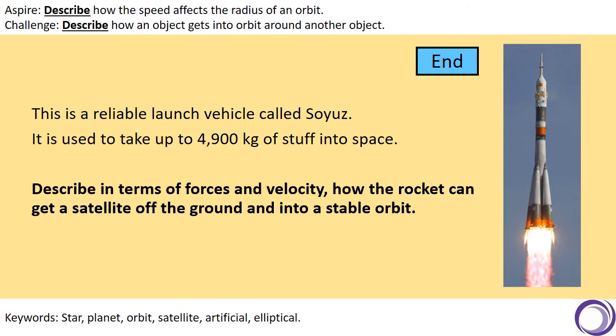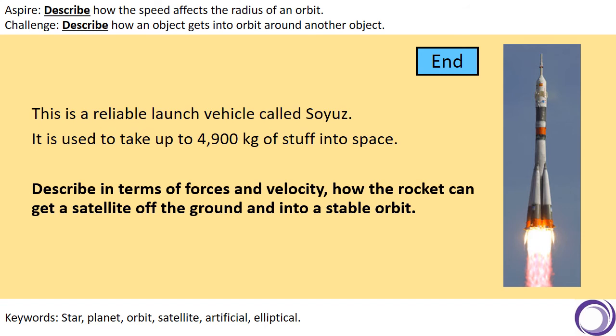The first part then is getting the rocket off the ground. So to get any object off the ground, you need a force upwards that is greater than the gravitational force downwards. And the way a rocket does that is to put a force on the burning fuel out of the back. And then because for every force there's an equal opposite force, that's Newton's third law, the rocket puts a force on the fuel and the fuel puts a force on the rocket, so the rocket accelerates upwards.